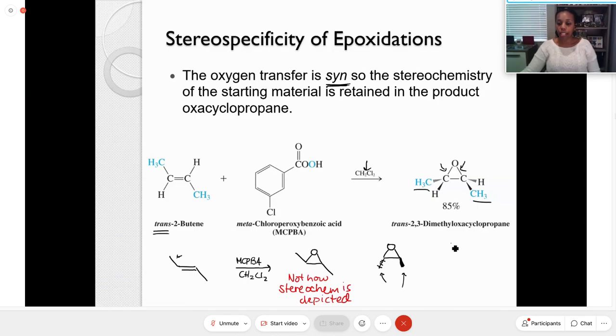Or you could do this. This is fine. This is the same thing, but now both would be pointed up, and one is a wedge, one is a dash. Either of these are fine.